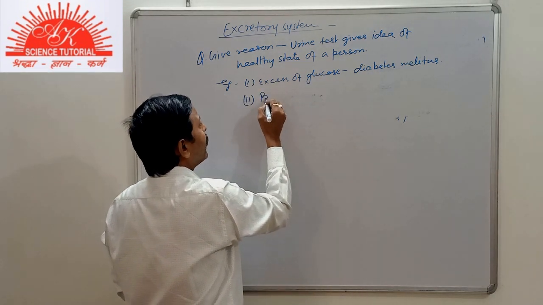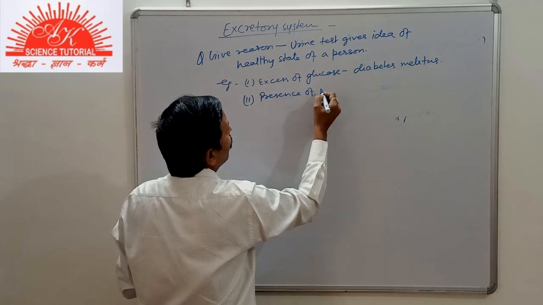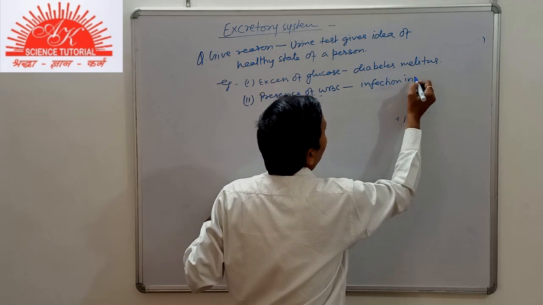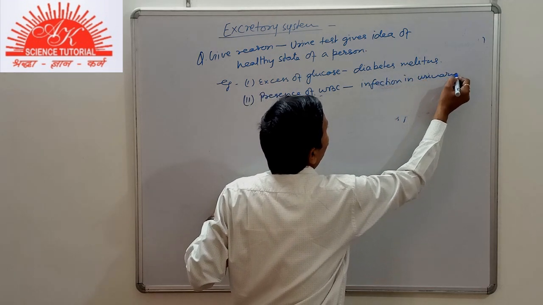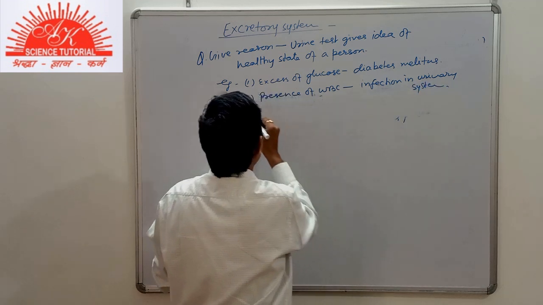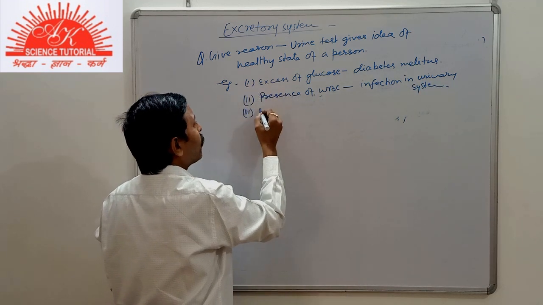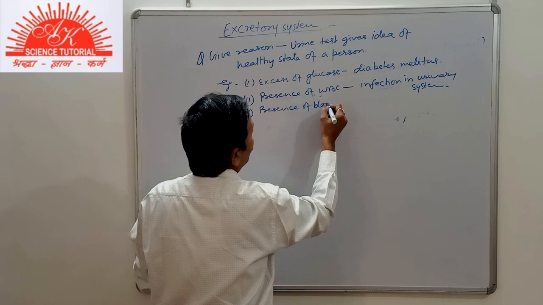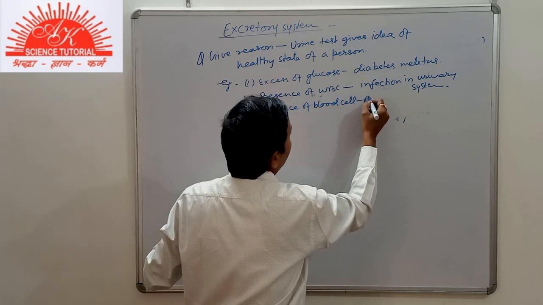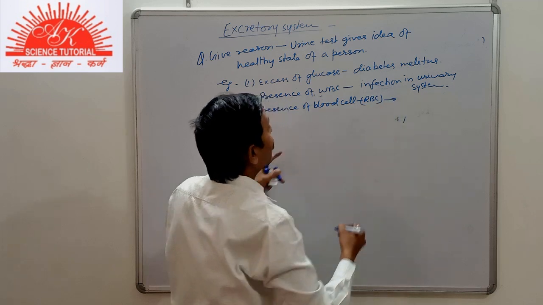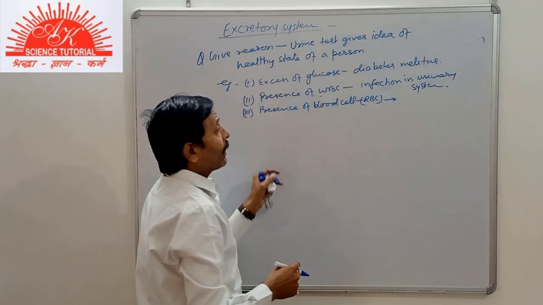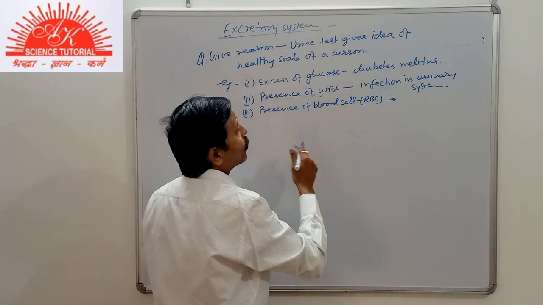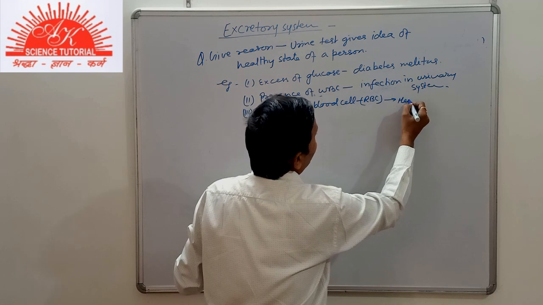Now, similarly, presence of WBC indicates infection in the urinary system. Third, the presence of blood cells, like RBC, or red color of the blood, indicates an ulcer or wound in the excretory system. It may be due to an ulcer or kidney stones. The condition is known as hematuria.